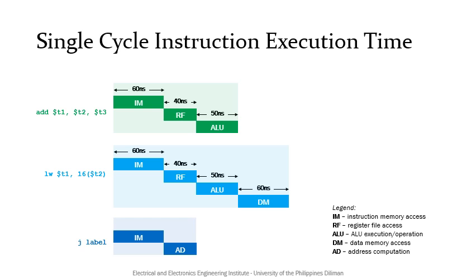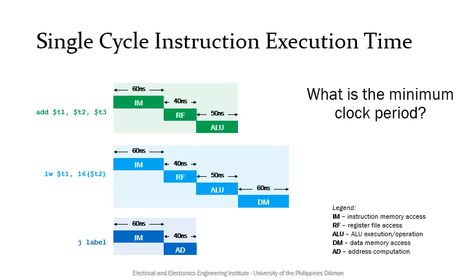Lastly, recall that jump instructions do not need to access the register file and also do not need the ALU. Let's say that the address computation takes 40 nanoseconds, so the jump address will become ready at the input of the PC after 100 nanoseconds. Thus, we need 150 nanoseconds, 210, and 100 nanoseconds for the add, load word, and jump instructions respectively.